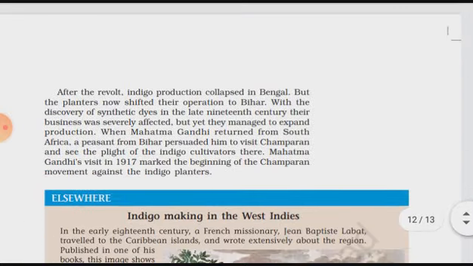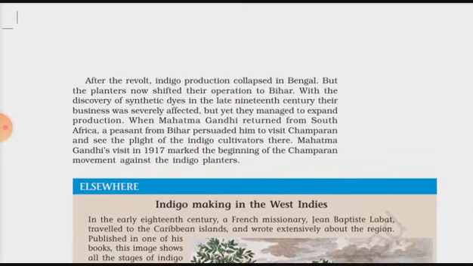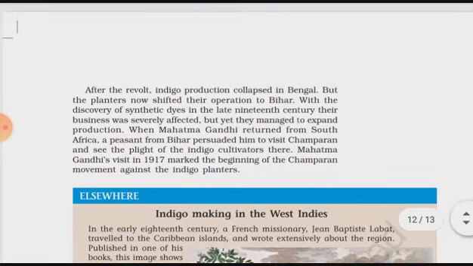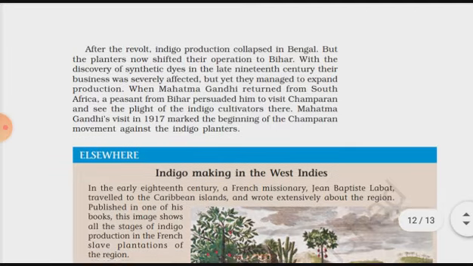After the revolt, indigo production collapsed in Bengal. The production totally fell down in Bengal, but the planters now shifted their operation from Bengal to Bihar. Then, with the discovery of synthetic dyes in the late 19th century, their business was severely affected, but even after that, they managed to expand the production of indigo.